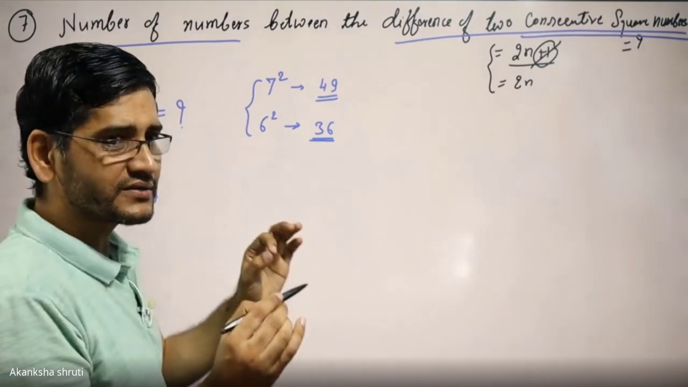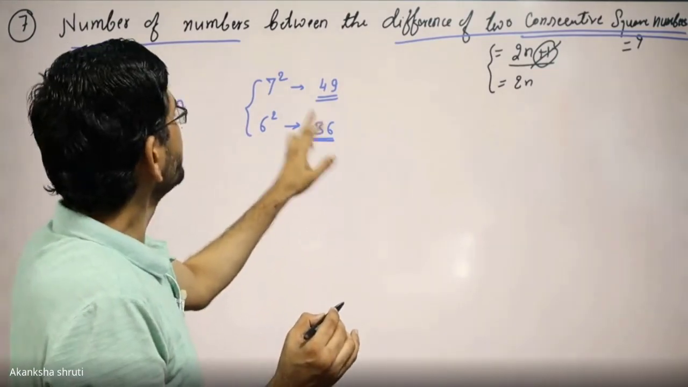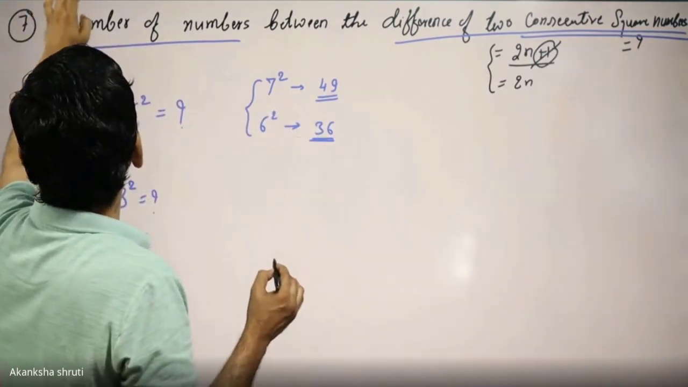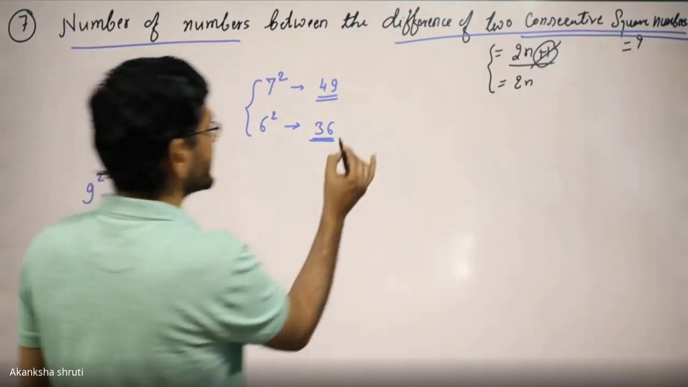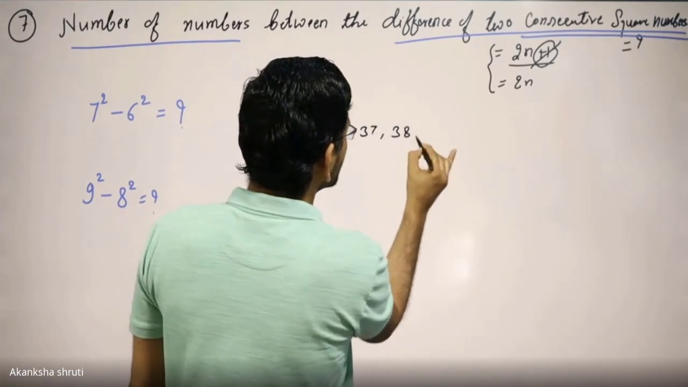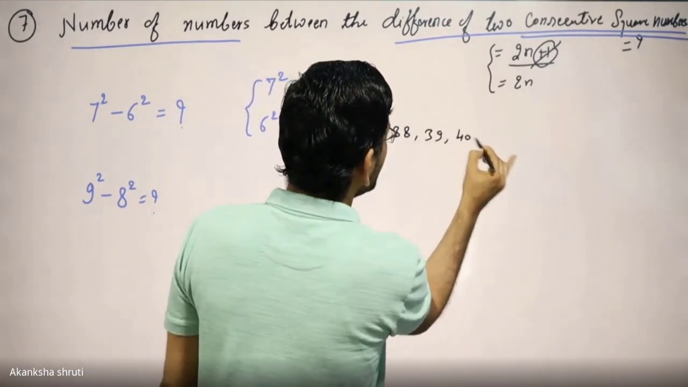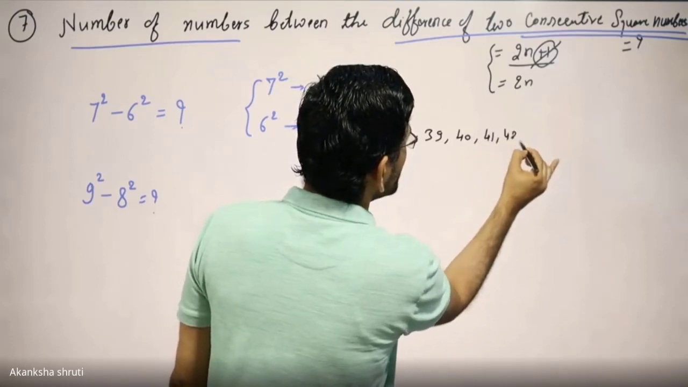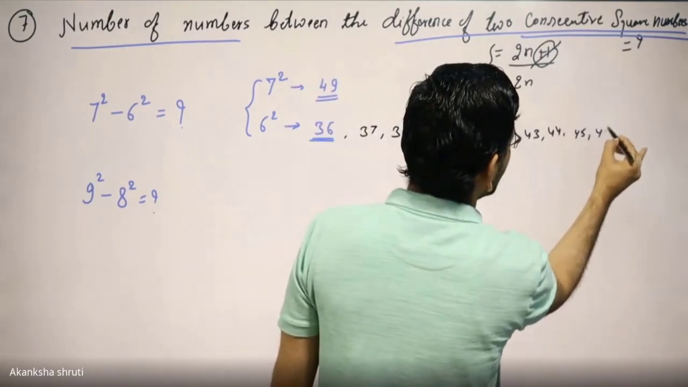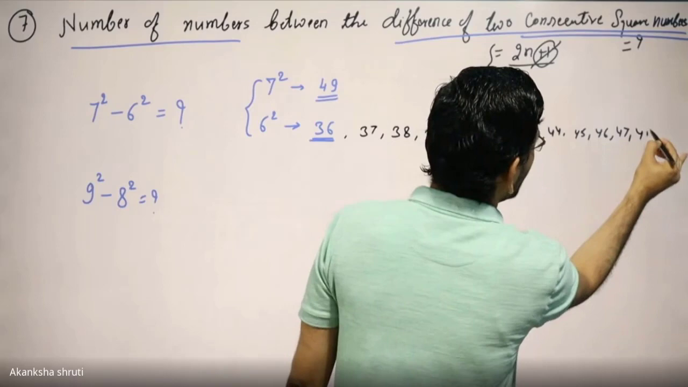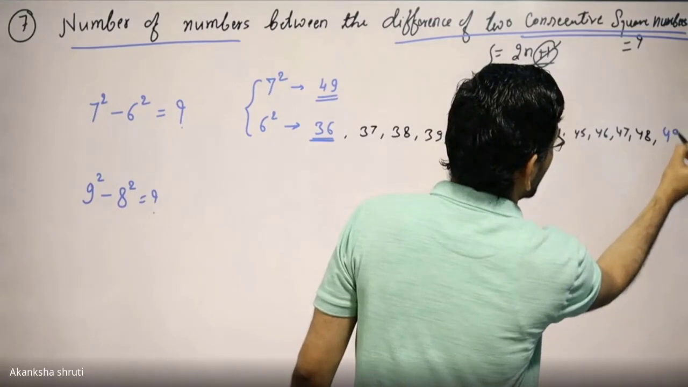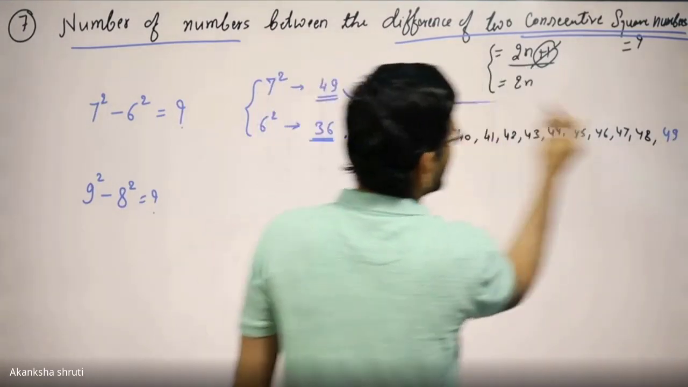We want to get the natural numbers between 6 square and 7 square. Here we have written that 6 square is 36. The next natural numbers after 36 are 37, 38, 39, 40, 41, 42, 43, 44, 45, 46, 47, 48. Then we reach 49. This is our 7 square.